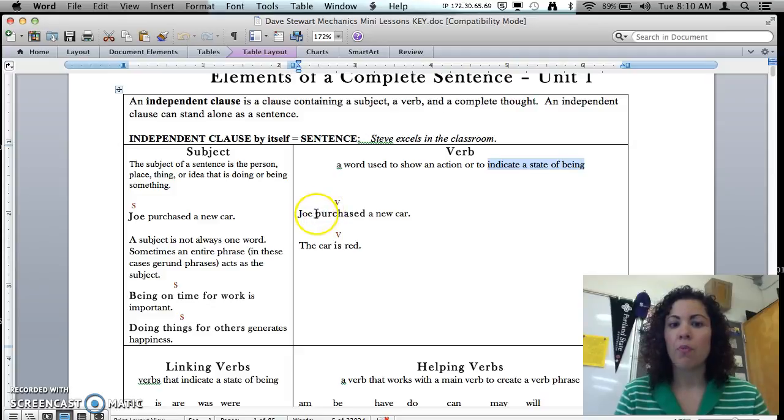So here we have Joe purchased the car. What is he doing? He purchased. Really easy, nice. However, you're going to notice that most of your writing, you use the state of being verbs. The car is red. Red is what the car, that's part of its being. It's not changing. It just always is. So we use is red.